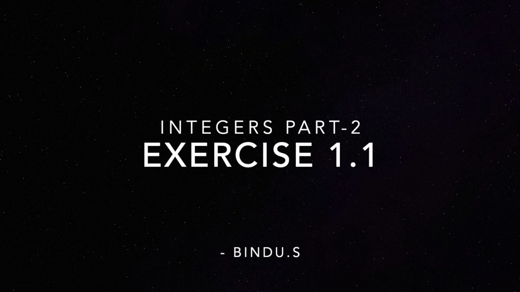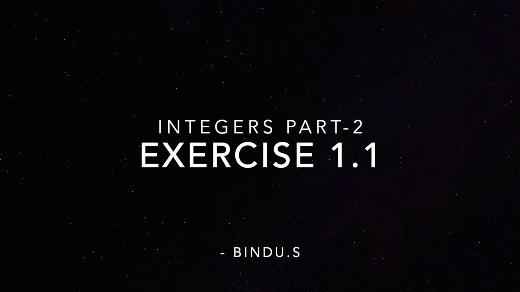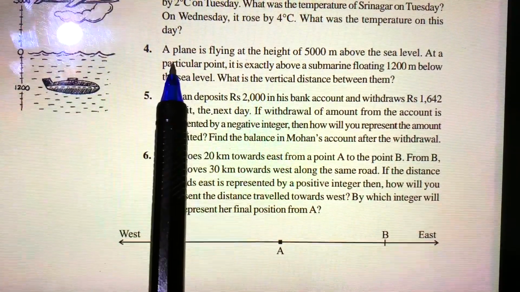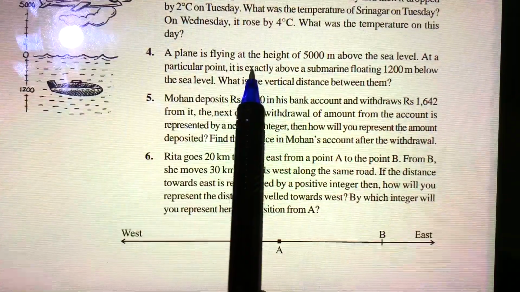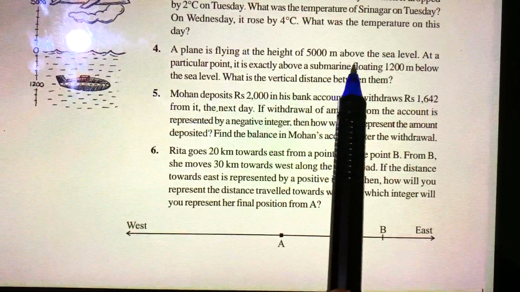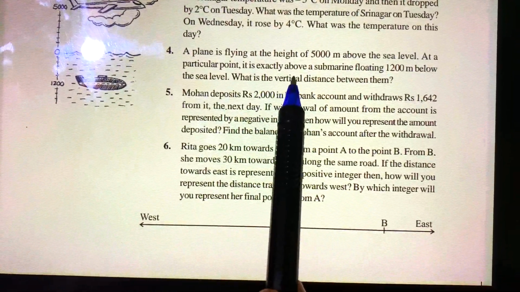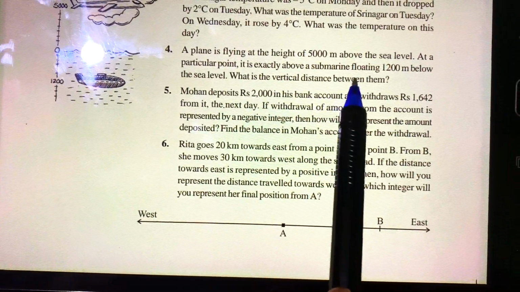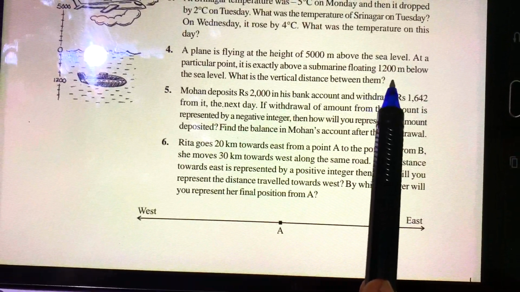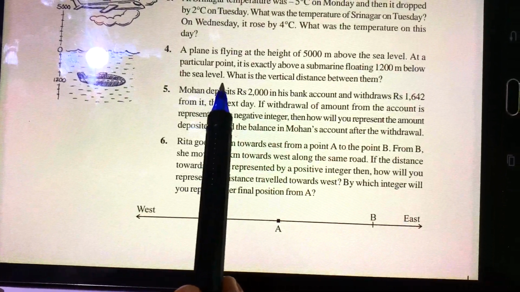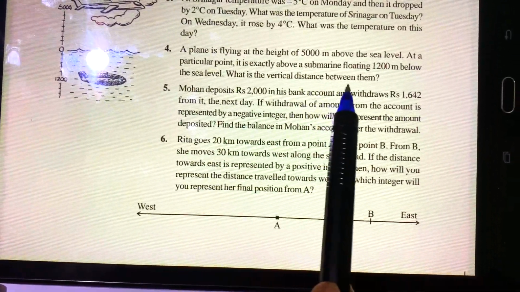Today we can see the fourth sum. Just look at the fourth sum. A plane is flying at the height of 5,000 meters above the sea level. At a particular point, it is exactly above a submarine floating 1,200 meters below the sea level. What is the vertical distance between them?